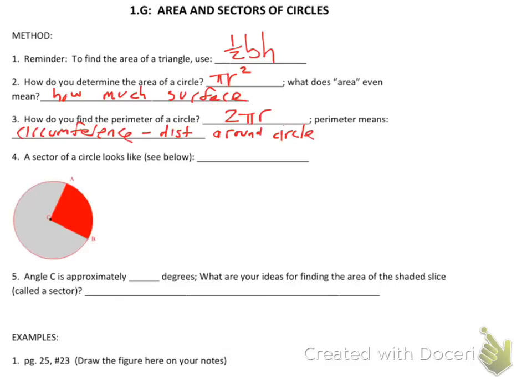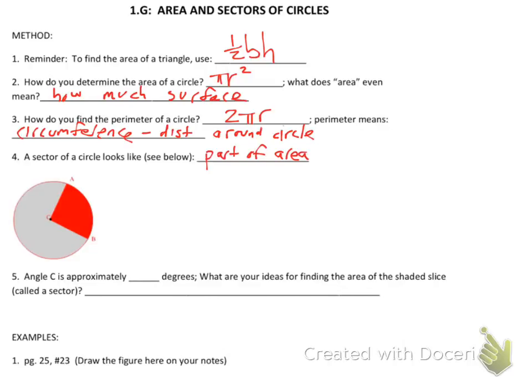A sector of a circle looks like below. What is a sector? This picture, that red part, is called a sector. It's a part of the area of a circle. So the sector is part of an area. It takes up a certain percentage of a circle. Okay, that's all I'm going to say for now.